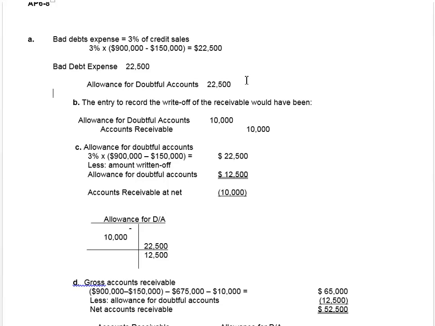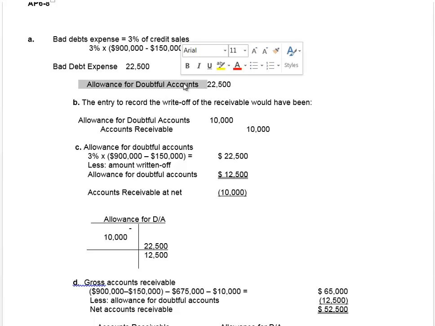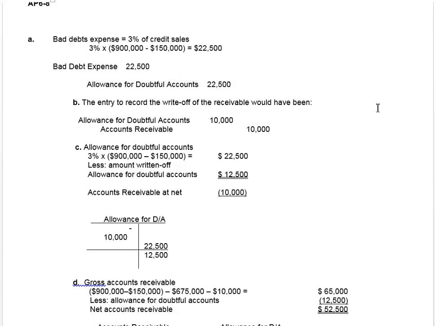Now, the question didn't ask us to do that, but I always think it's a good idea because this is the entry that would establish the balance in the allowance. And I'm saying it establishes it because for this particular company, this is the first year they've been in business. They've never had to set up a bad debt expense before, so they don't have an allowance. So this actually establishes the balance in the account. So now you can see we have $22,500, and we need to write off $10,000 against that account.